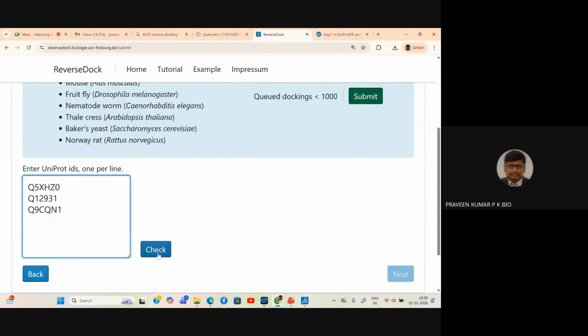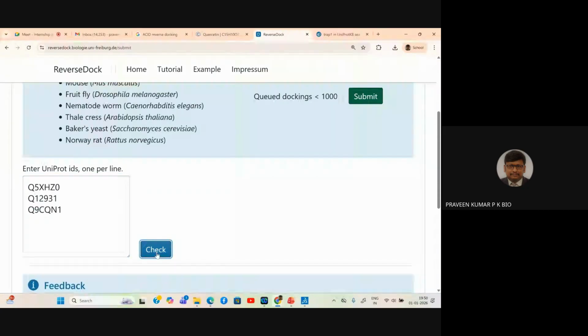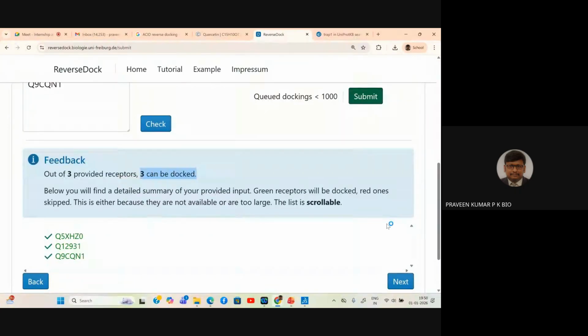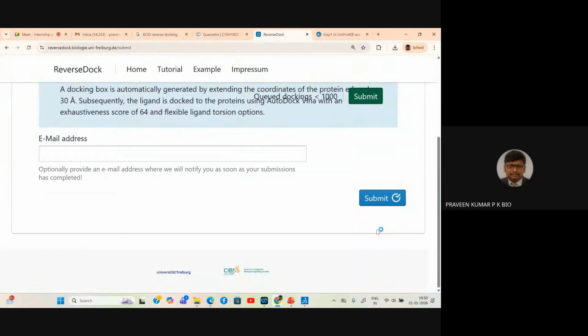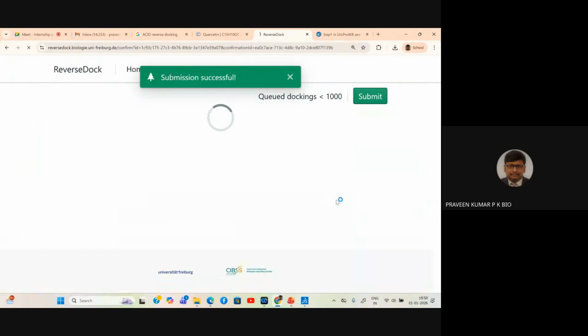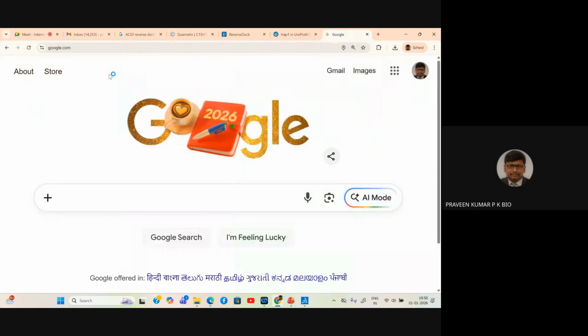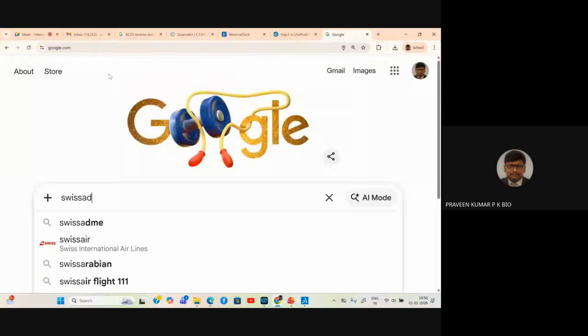That's it. You simply check yes, out of the 3 provided receptors, all 3 can be docked. We got this because it is taken from 3 different sources. Click next. It's asking for an email ID. Provide the email ID. Submit. Immediately you won't get the result. It takes some time. After the results are generated, you can open them in your email. Meanwhile, I can take you to the next tool called SwissADME.